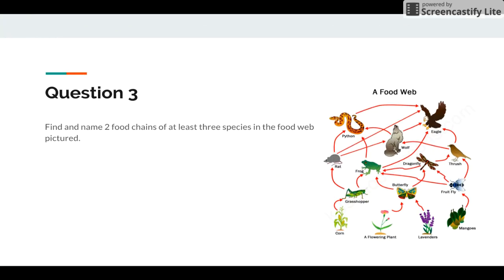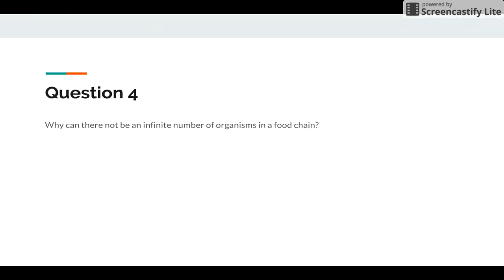Question 3. Find and name 2 food chains of at least 3 species in the food web pictured. Answers will vary. Question 4. Why can there not be an infinite number of organisms in a food chain?